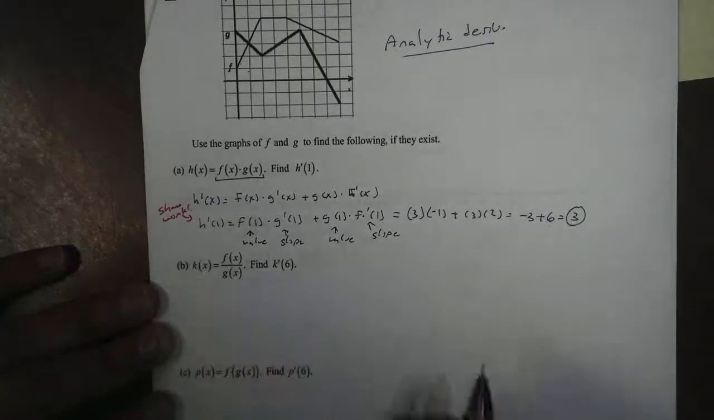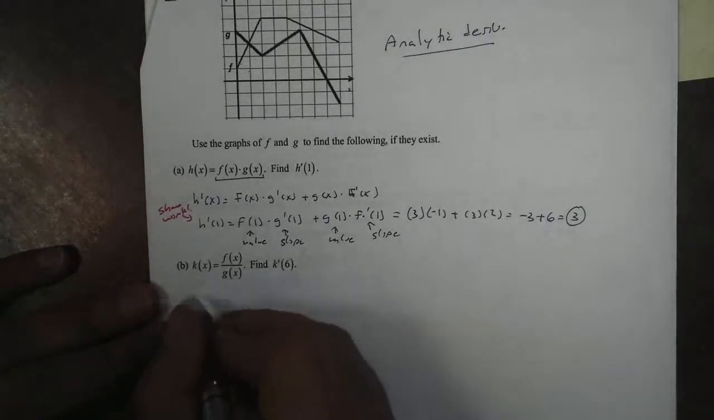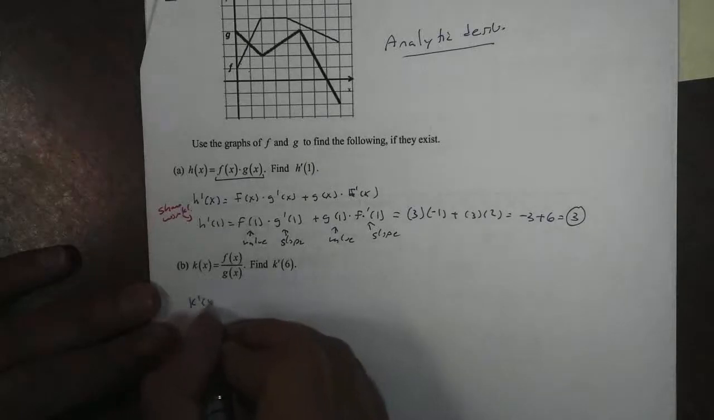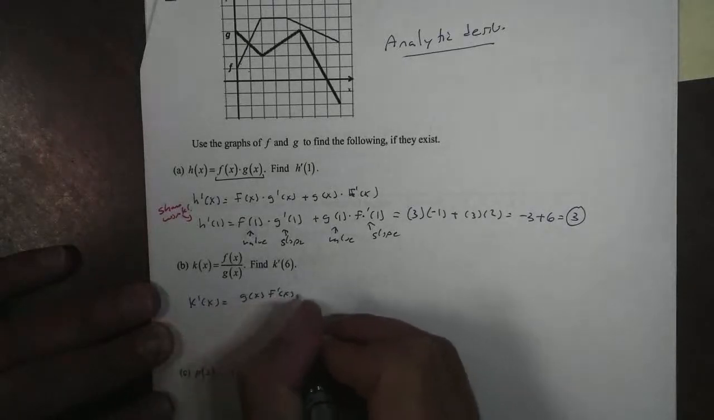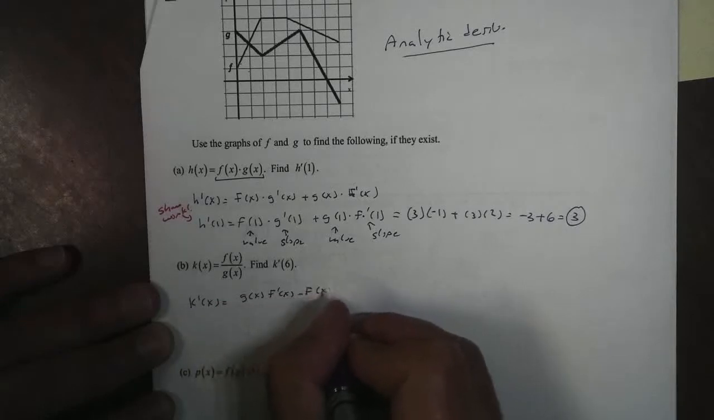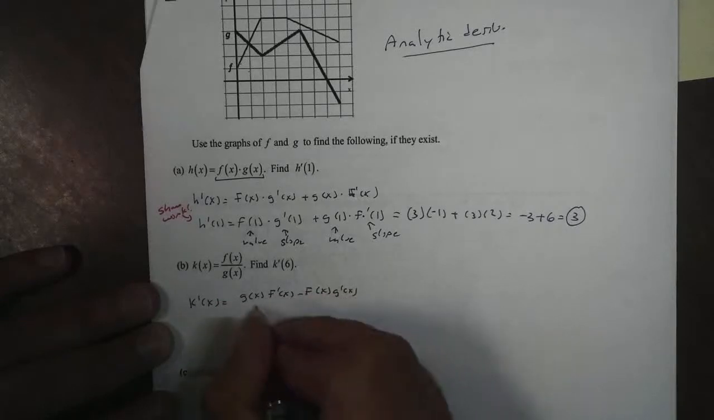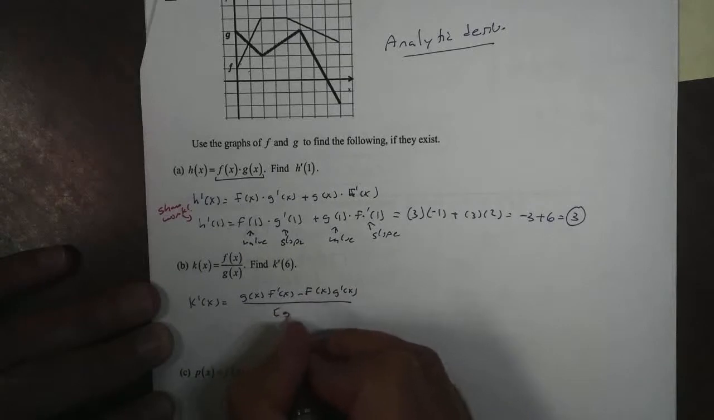Letter B is just our quotient rule. So we take our derivative, k prime of x: low d high minus high d low, all over low squared.